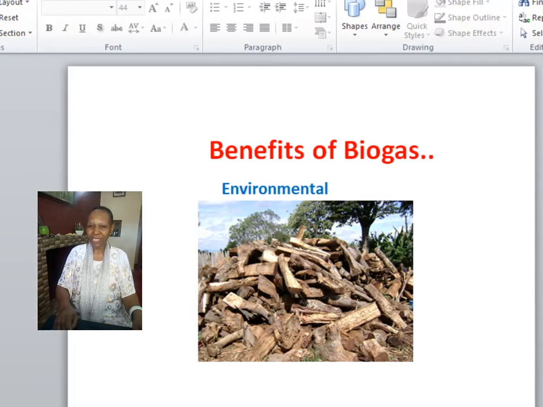So when you cut down the trees, the environment becomes bad. It affects our health. And the carbon dioxide accumulates in the environment. Carbon dioxide is one of the greenhouse gases that cause global warming and climate change. So when you cut down the trees, definitely then you find that our environment is not good. But when you use biogas, then you improve on the environment.